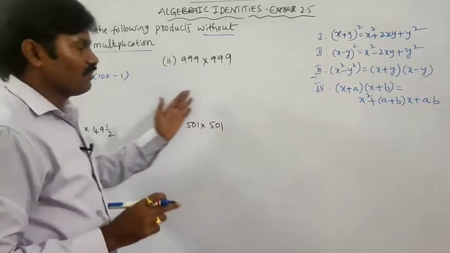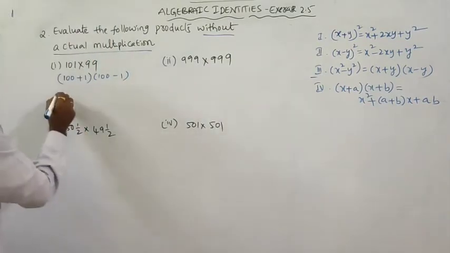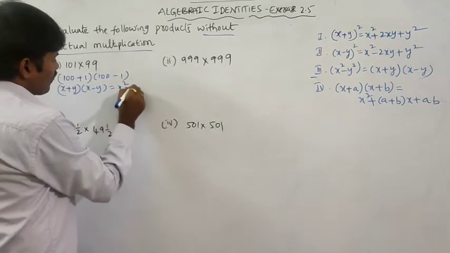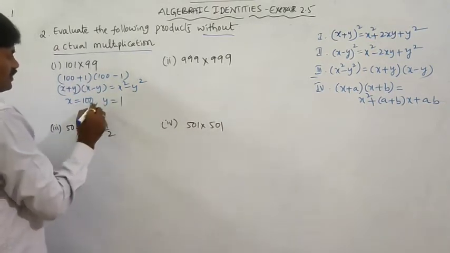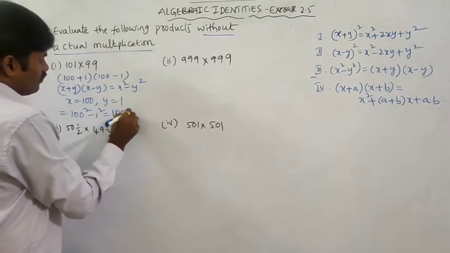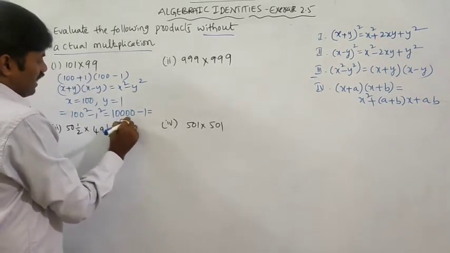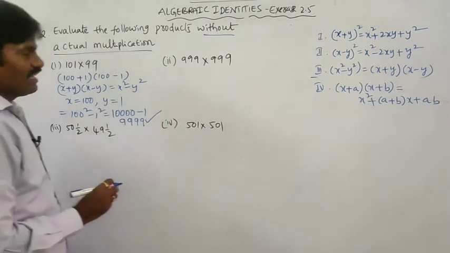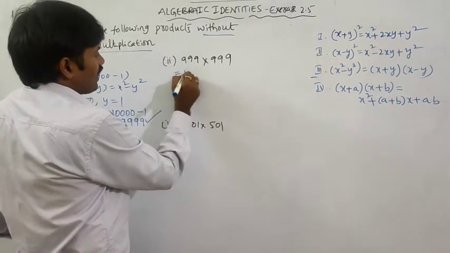So now clearly it is in the form of identity 3, is it? (x plus y) into (x minus y) is equal to x square minus y square, where x is equal to 100 and y is equal to 1. Then what is the answer? 100 square minus 1 square. 100 square value is 100 with 4 zeros, totally 4 zeros means 10,000, minus 1, that gives us 9,999. This is the answer. Is it clear?